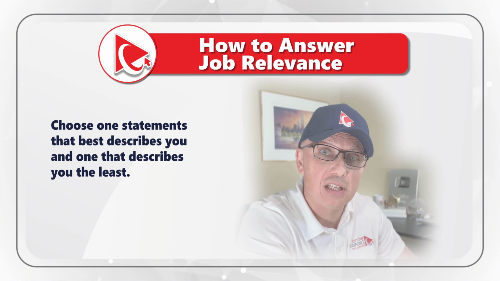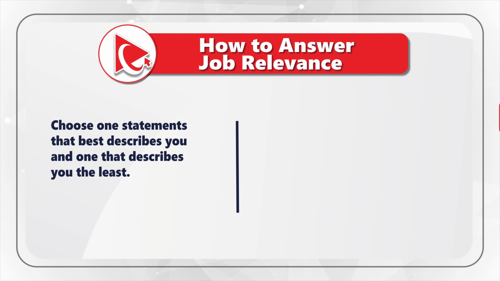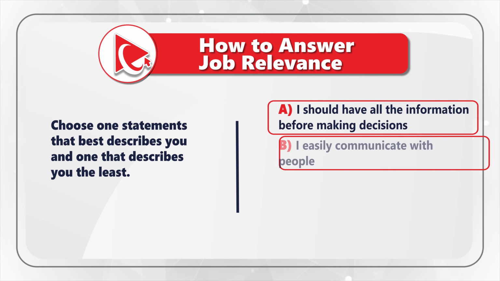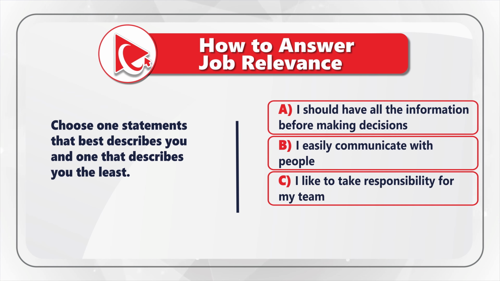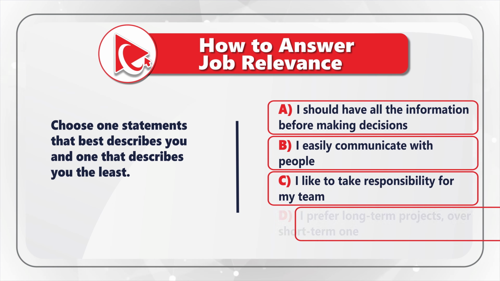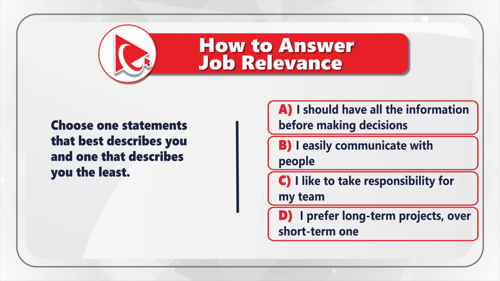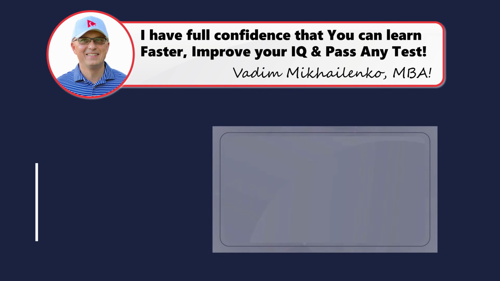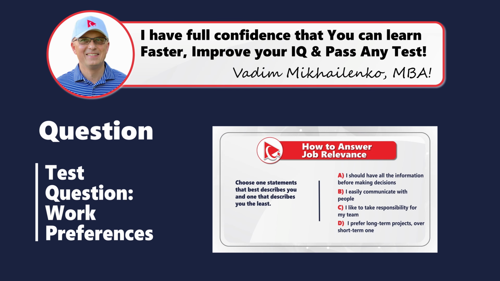And your choices for selections are: choice A, I should have all the information before making a decision. Choice B, I easily communicate with people. Choice C, I like to take responsibility for my team. And last but not least, choice D, I prefer long-term projects over short-term ones. Take a close look to see if you can come up with the answer. And more importantly, you need to decide on what type of considerations you would choose to answer this particular question.